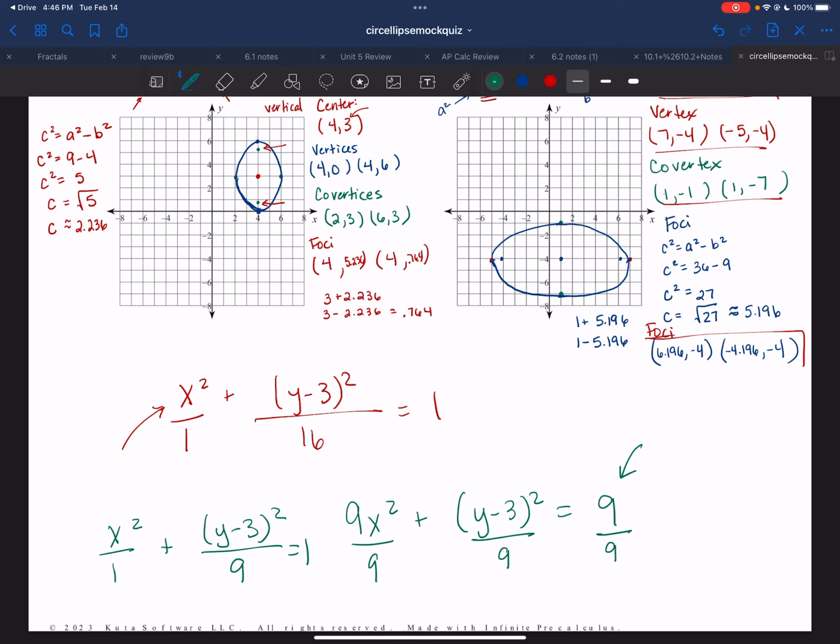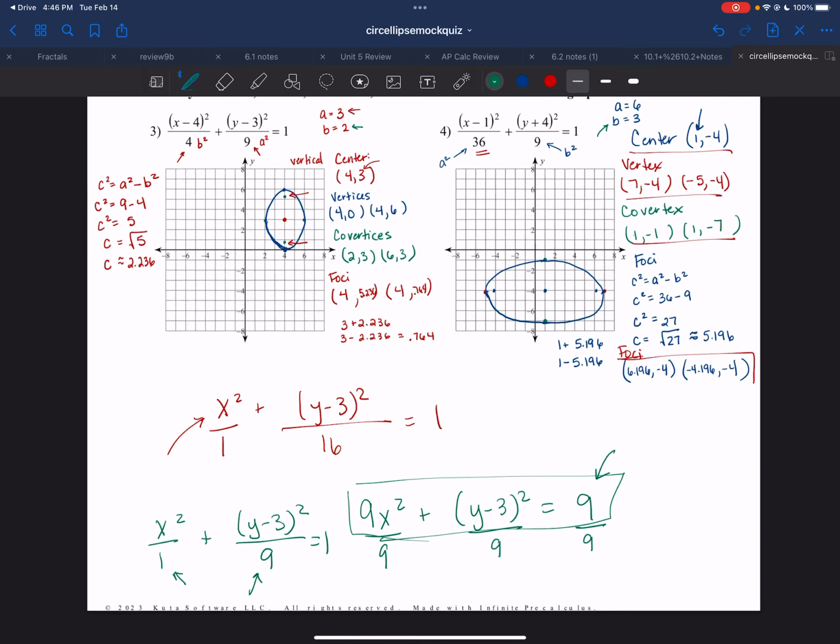So my center would be 0, 3, and then my a value would be 3, and my b value would be 1. So just be careful. If you get something that's a little bit out of the ordinary, just know that you can get it back into that standard form in order to go ahead and solve it.